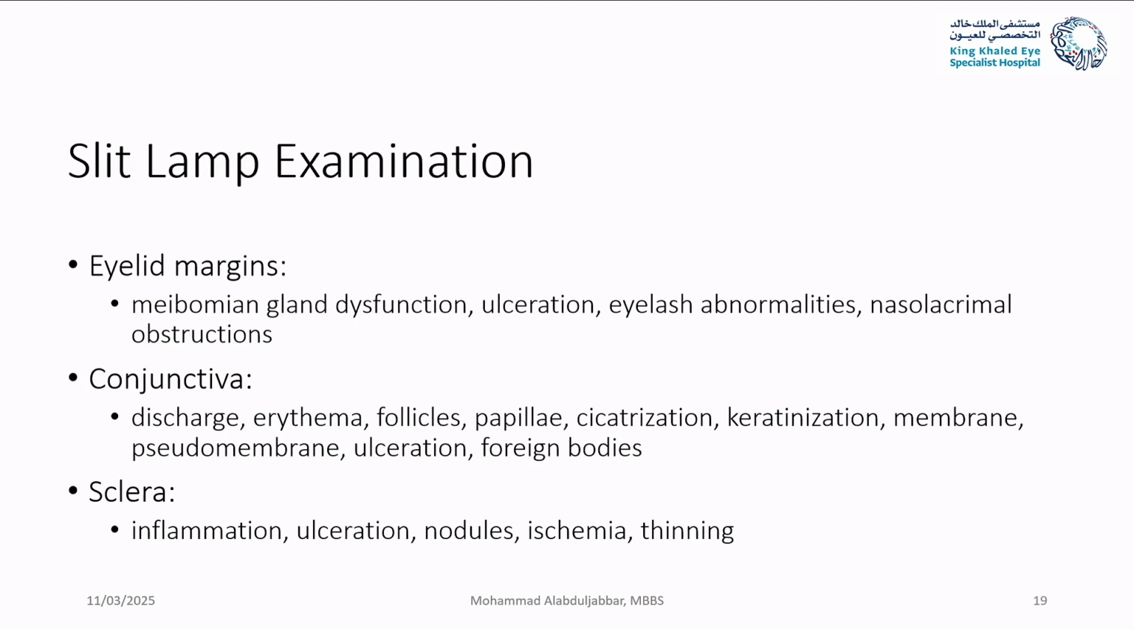Then after that, you will go with the slit lamp examination, and you inspect closely the eyelid margin, whether there is blepharitis or meibomian gland dysfunction, any ulceration around the lashes, any eyelash abnormalities, and nasolacrimal duct obstruction. The conjunctiva: you will comment on how much erythema, the grade, also if there is discharge, the color of the discharge, the amount, any papillary or follicular reactions, any cicatrization or keratinization on the conjunctiva, any membrane or pseudomembrane, ulceration or foreign body in the conjunctiva. Sclera: if there is any inflammation, ulceration, nodules, ischemia, or thinning.